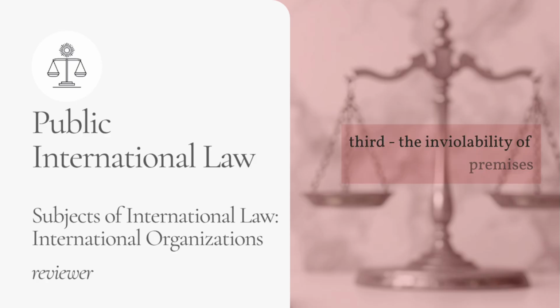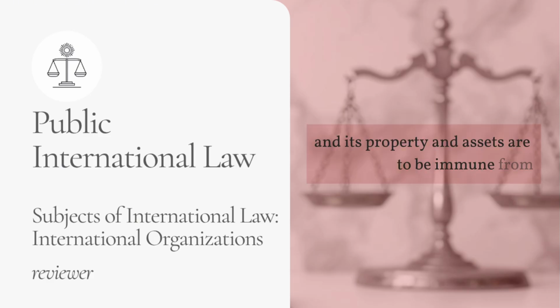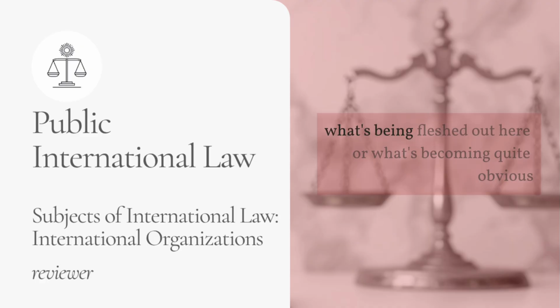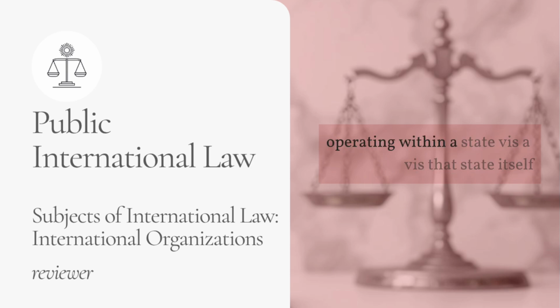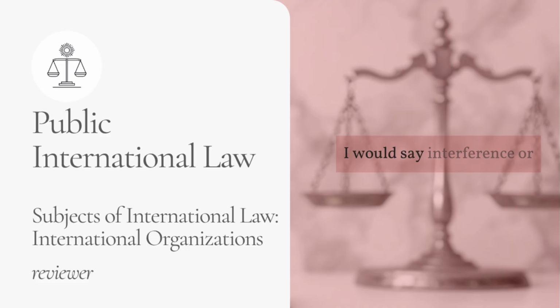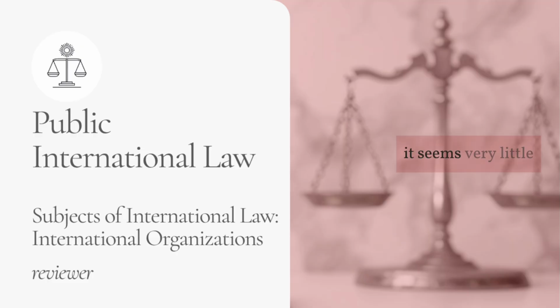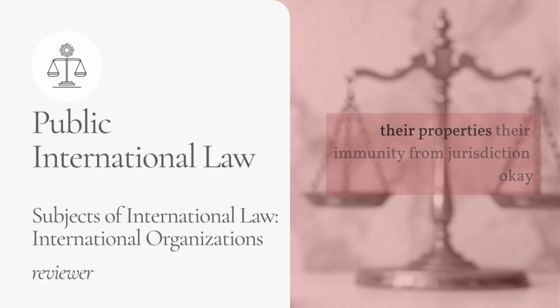Third, the inviolability of premises. So the premises of the international organization are to be inviolable, and its property and assets are to be immune from search, requisition, confiscation, and other forms of interference by state authorities. What's being fleshed out here, or what's becoming quite obvious, is the sort of independence, or the level of due regard that is given to international organizations operating within a state vis-a-vis that state itself. So the level of interference, or regulation, like how much can that state step into or impose upon that international organization? It seems very little, because again, they consented to be members. They're hosting them, so they're being good hosts and respecting the international organization's premises, their properties, their immunity from jurisdiction.